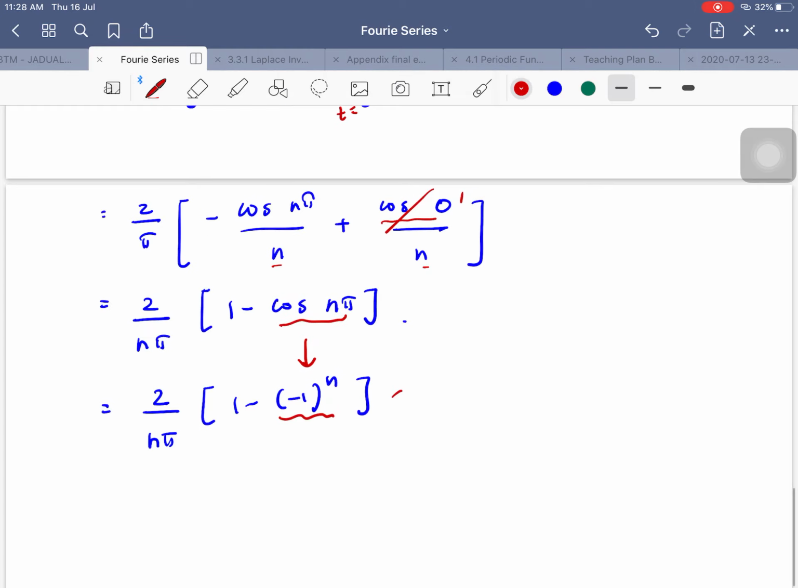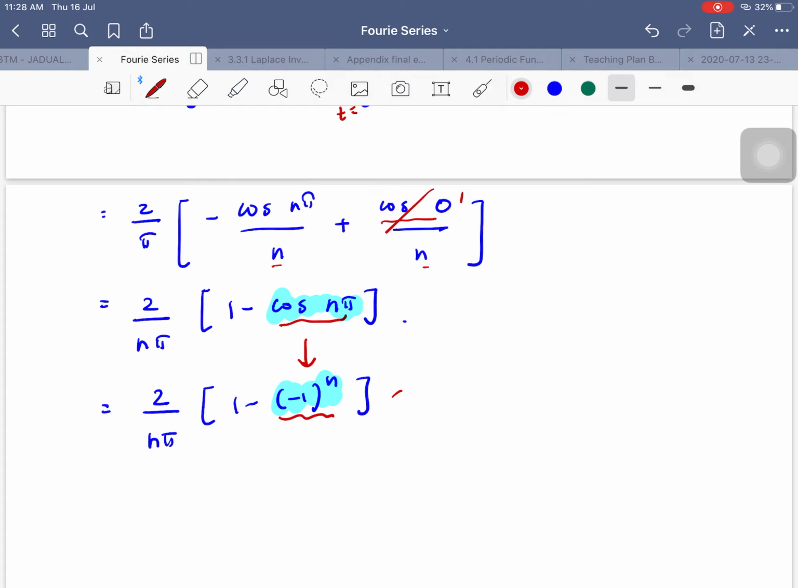So we have that our bn is given by 2 over n pi, multiplied by 1 minus (-1) to the power of n, because cos n pi is actually equivalent to negative 1 to the power of n. They are the same. When you come across cos n pi in your calculation, you can always substitute that as negative 1 to the power of n. And I will explain to you in a bit why that is so.